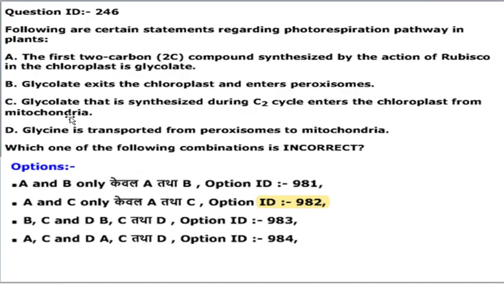Next, following is a statement regarding the photorespiration pathway: the first 2-carbon compound synthesized by the action of RuBisCO in the chloroplast is glycolate.